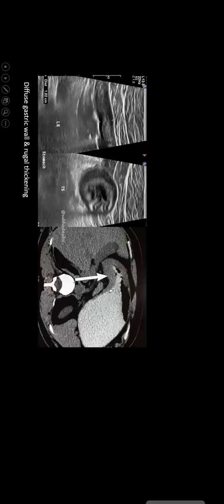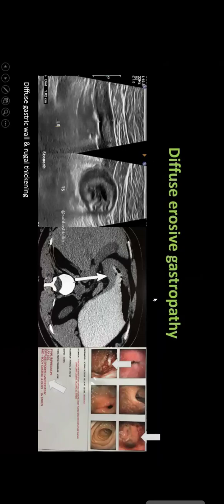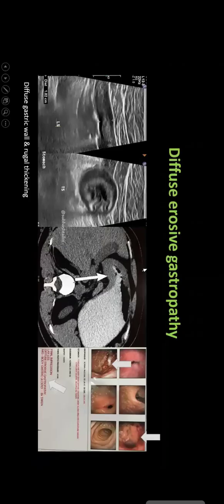CT was performed in this patient. There is thickening of the antropyloric region. Endoscopy confirmed diffuse erosive gastropathy. Biopsy was taken and confirmed chronic erosive gastropathy. So this is a case of diffuse erosive gastropathy. We can see the layer pattern is maintained, but there is thickening.